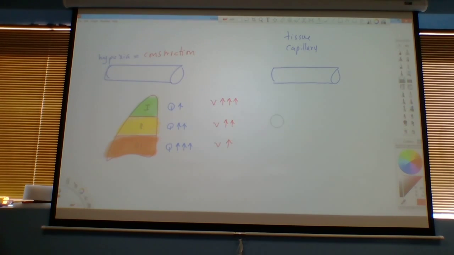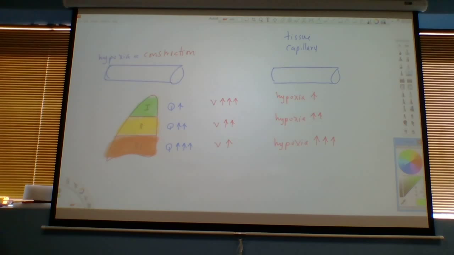So which area is mostly affected by hypoxia? Where would you have the highest hypoxia? Third. Okay, so here you have the highest hypoxia, lack of oxygen. In the middle zone, you have partial hypoxia. In the upper zone, you have minimum hypoxia. My terminology is improving, good. I'm using moderate, minimum. Very nice.